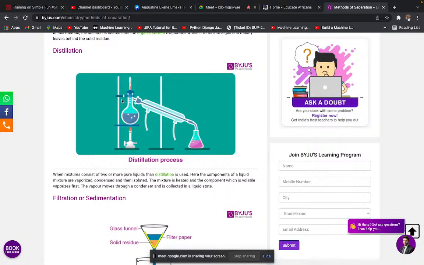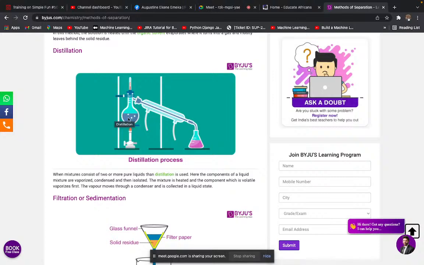So once you heat them, you can see the diagram here. You have two liquids that are totally miscible. They are inside this place. So you heat them. The one with lower boiling point will go out first. Once it's going out, this condenser is condensing it back to liquid and you're collecting it out.